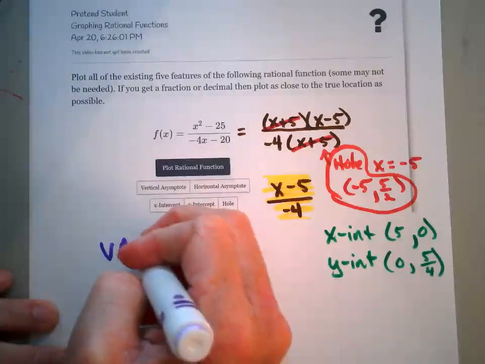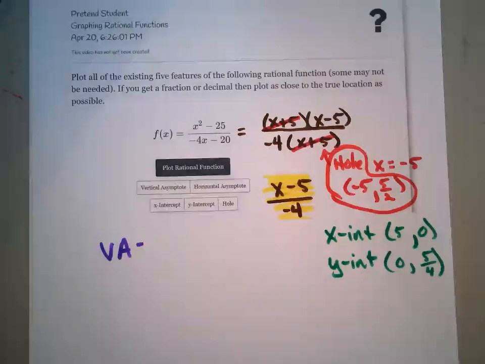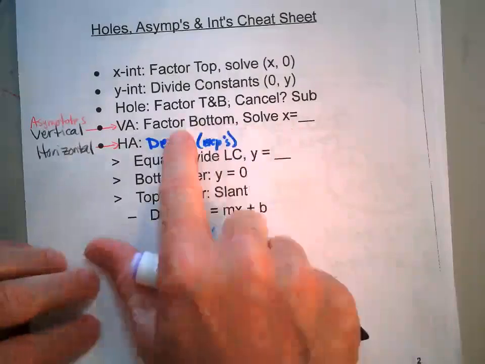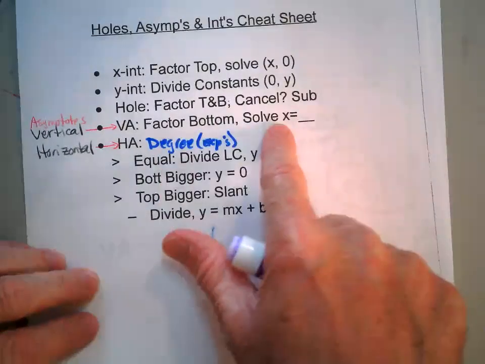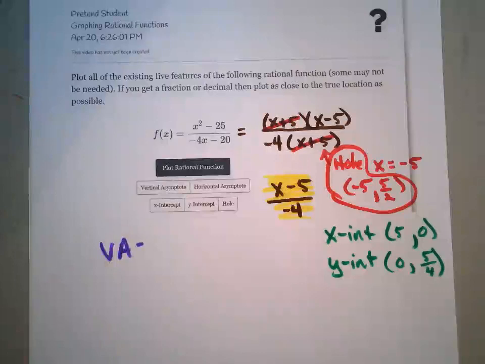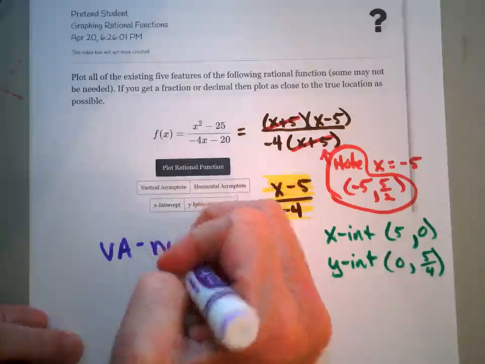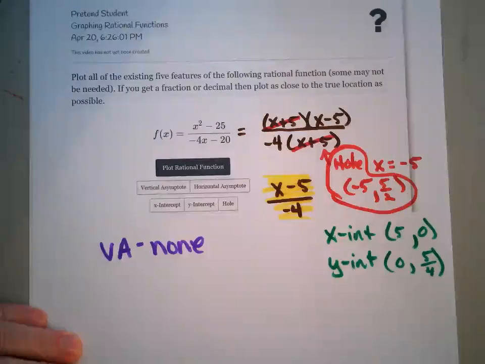Vertical asymptote. All right, let's see what we do for vertical asymptote. We factor the bottom, we solve for x. Okay, well the bottom's already factored, so let's try to solve for x. You can't solve for x on the bottom, so there is not a vertical asymptote.